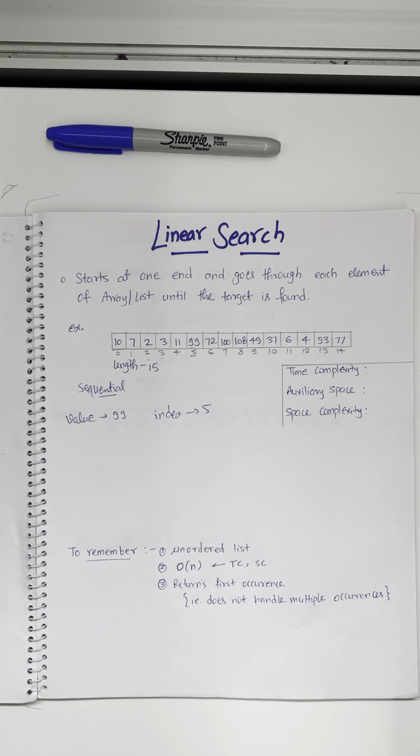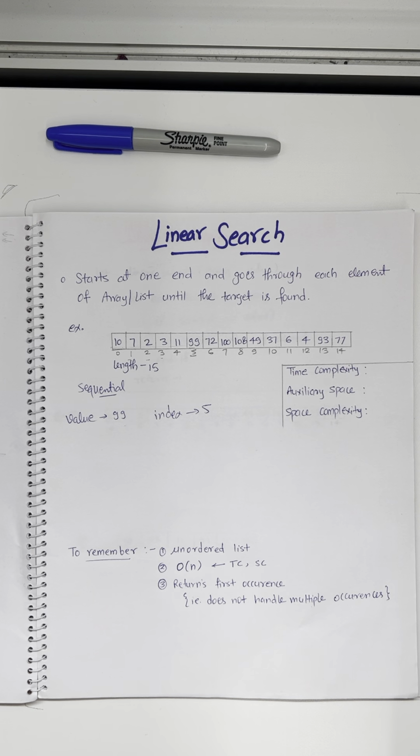For example, let's see, we have this array of length 15. Index starts from 0 to 14. The linear search algorithm is also called a sequential search algorithm because it follows a particular sequence. It moves one by one in a sequential manner. So because it follows the sequential manner, we also call it a sequential algorithm.